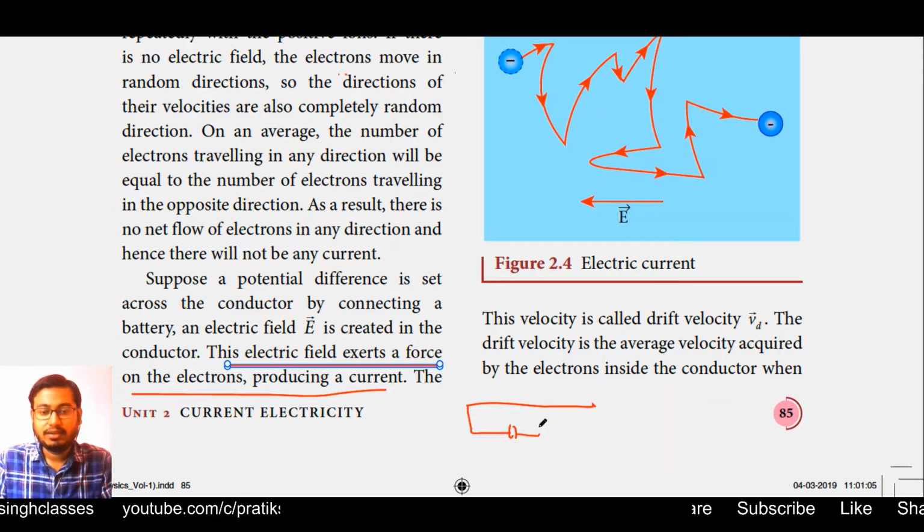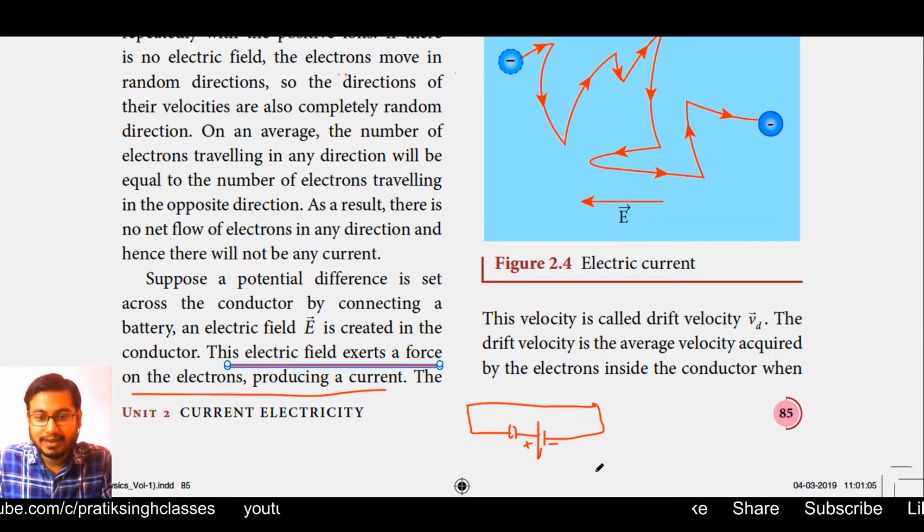Fine, this is the positive terminal and this is the negative terminal. Sorry for my bad handwriting. And this is the switch. This is not a capacitor, this is a switch. Okay, fine. So now it is switched on.